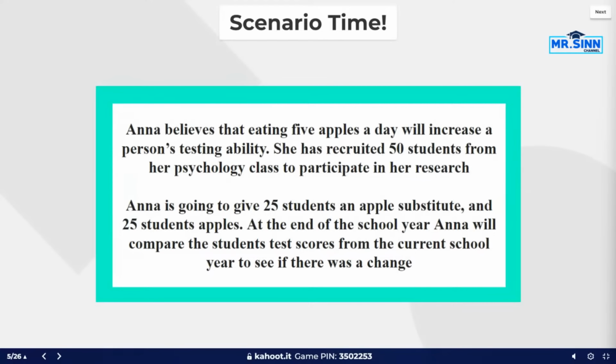Here we go. Anna believes that eating 5 apples a day will increase a person's testing ability. She has recruited 50 students from her psychology class to participate in her research. Anna is going to give 25 students an apple substitute and 25 students apples. At the end of the school year, Anna will compare the students' test scores from the current school year to see if there was a change. All right, there we go.